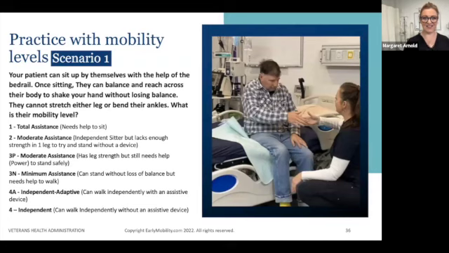Hopefully you answered level 2. They lack the strength in either leg to try and stand safely. So this person should be able to stand and walk with an assistive device if that's their mobility goal. But we're not going to try and stand without a device because we know that they have weakness in their legs.